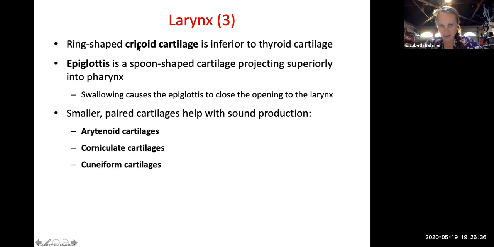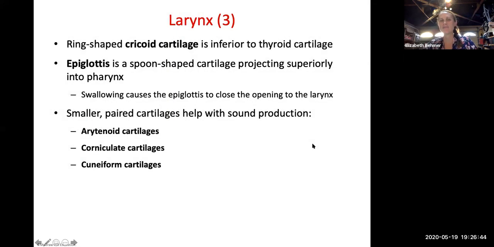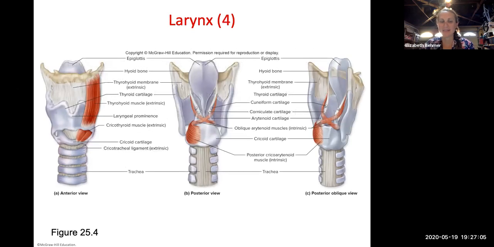Your larynx is held open by the ring-shaped cricoid cartilage. And these rings of cartilage just keep your larynx and your trachea open at all times. The epiglottis is that spoon-shaped cartilage that closes when you're swallowing. And then you have smaller cartilages that also help with sound production that surround the larynx itself.